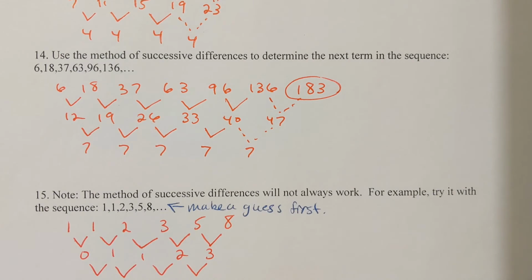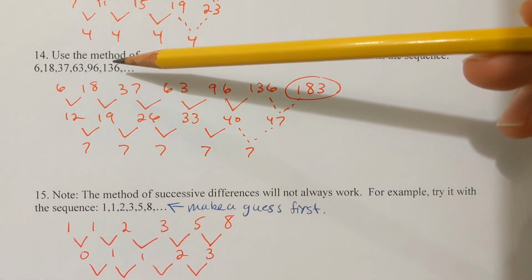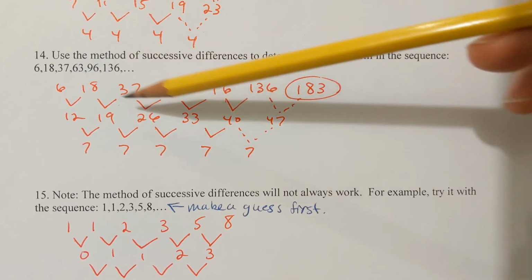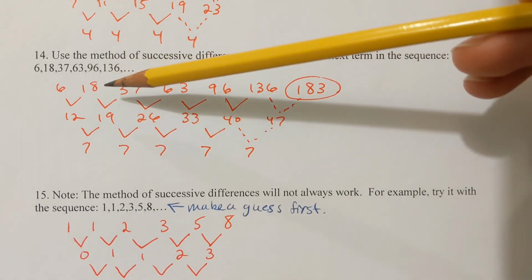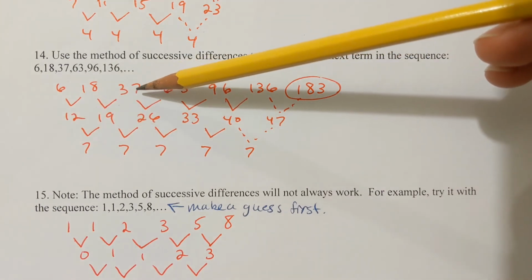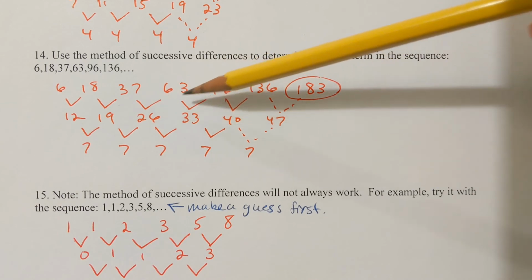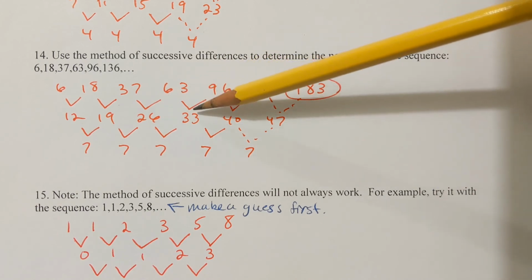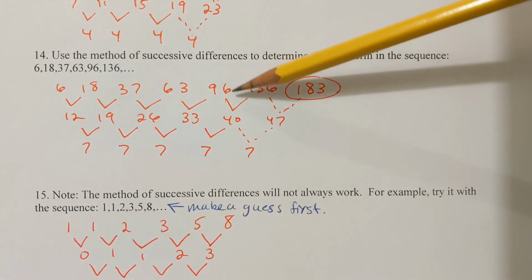Let's try problem 14 there. So we need to use the method of successive differences to determine the next term in the sequence: 6, 18, 37, 63, 96, 136. So what I do is I write the list again with a little space in between, and it's always the right number minus the left number. So 18 minus 6 is 12, 37 minus 18 is 19, 63 minus 37 is 26, 96 minus 63 is 33, and 136 minus 96 would give me 40.